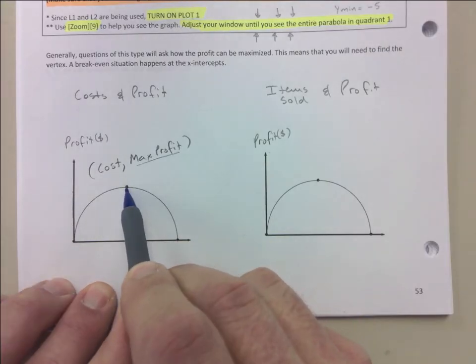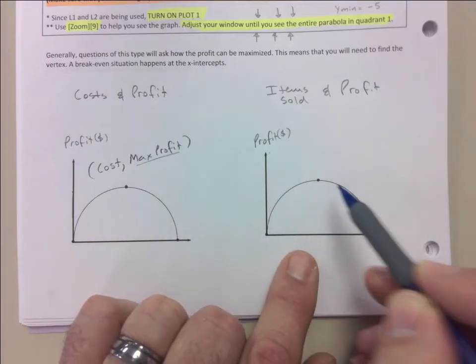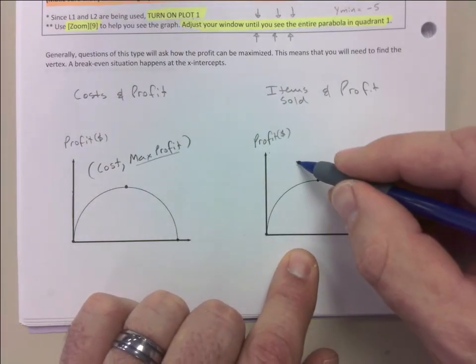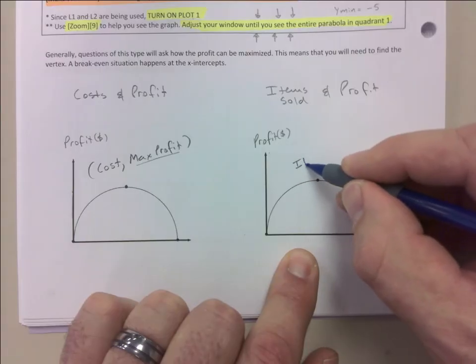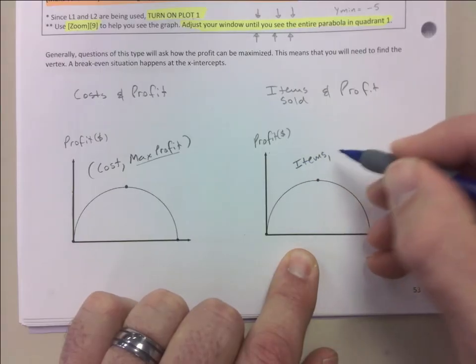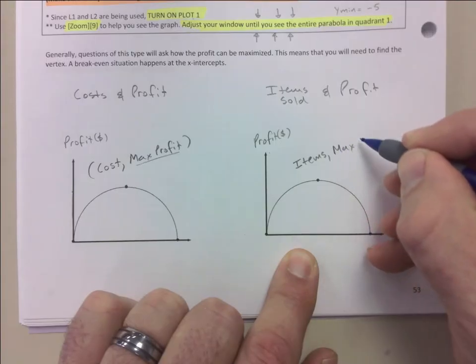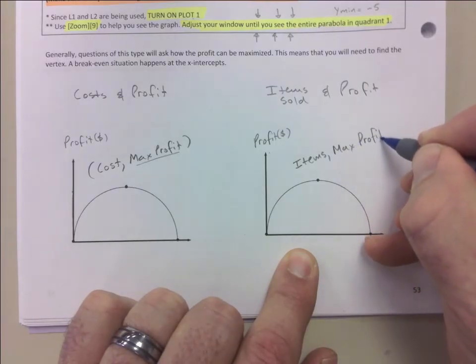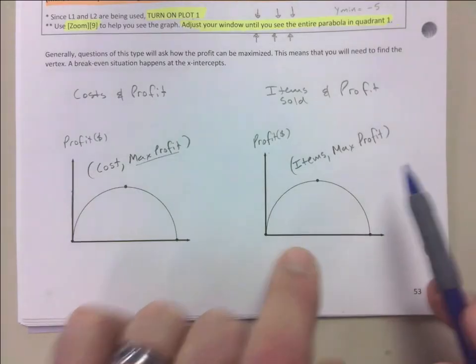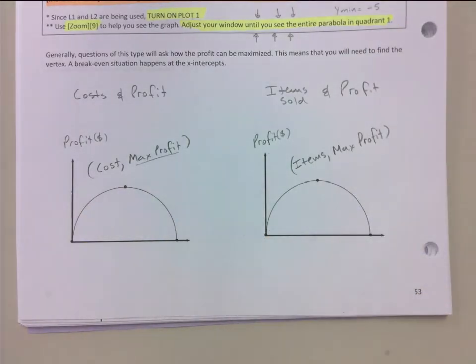Whereas in this scenario, you're figuring out how many items do you need to sell in order to maximize the profit. Don't worry, you're going to do one or the other. I'm just letting you know that's what you're dealing with here.